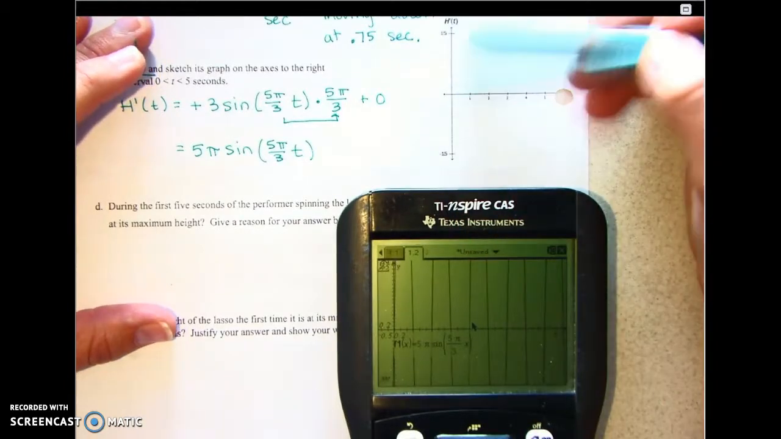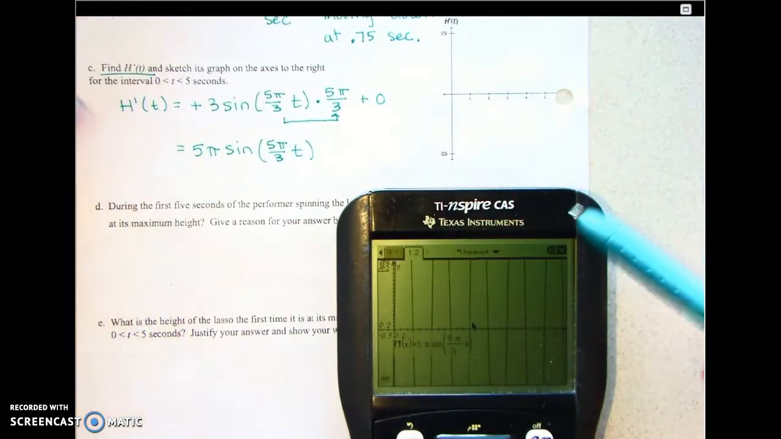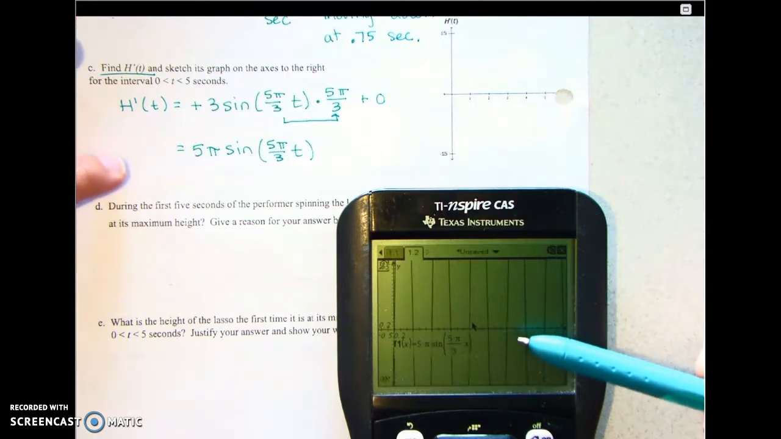Do you want to see my graph? Ready? Ta-da! It's a graph. I hope I haven't made a mistake. I'll check my work before the video's over.